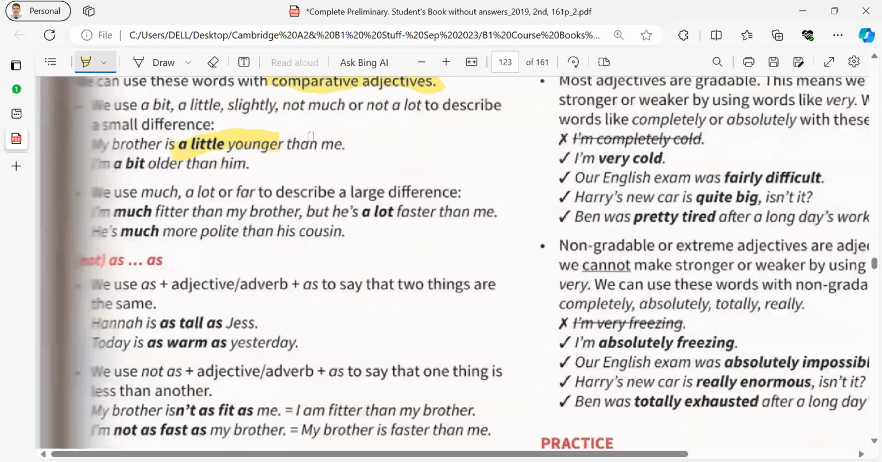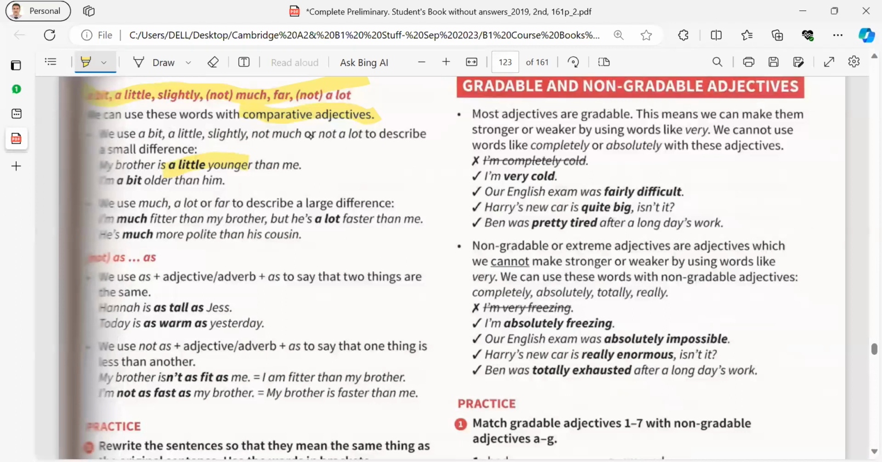We use a bit, a little, slightly, not too much or not a lot to describe a small difference. And if you compare between you and your brother, for example, and there is a small difference between you, in this way use, for example, my brother is a little taller than me. Okay. For example, he is much heavier than me. وزنه أكبر مني بكثير. You know?